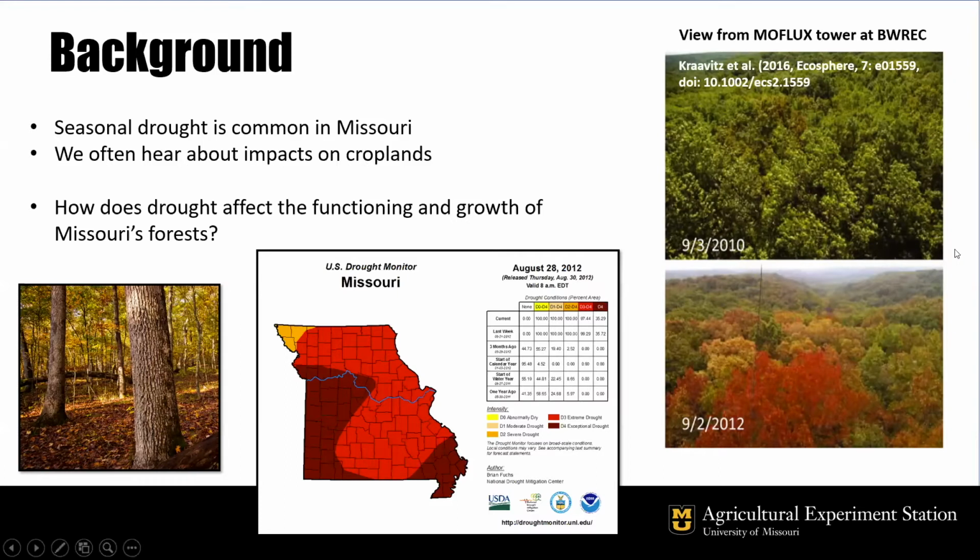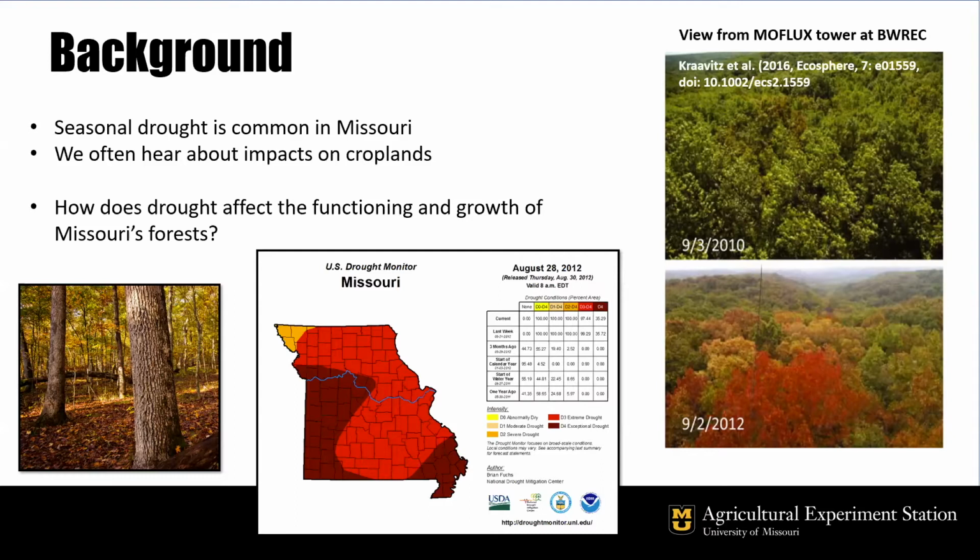We can actually, just with our own eyes, see that drought has a huge impact on the forest. And so you can see that here in these two photographs on the right. The top photograph was taken at Baskett on September 3rd of 2010, after a very wet year. And you can see how lush and green the forest looks. In contrast, the bottom picture was taken on September 2nd in 2012 after that very severe drought. And it looks like it's fall colors, maybe mid to late October, early November. But this is actually the top of the canopy being scorched during the drought.